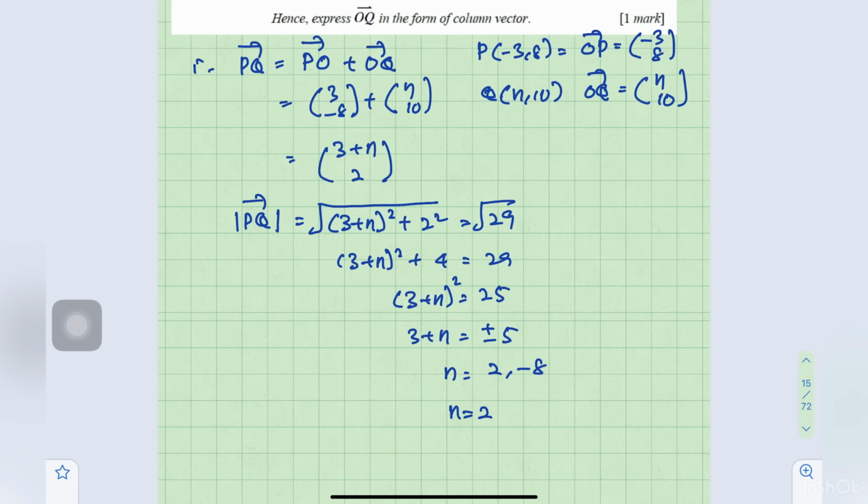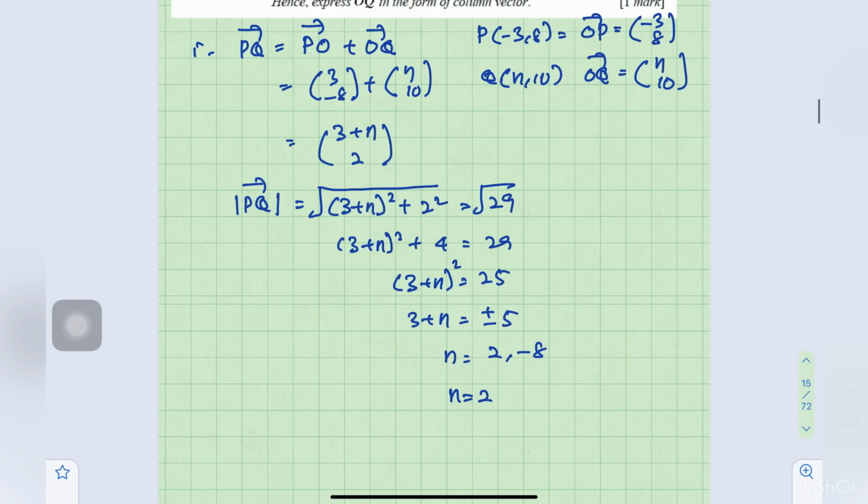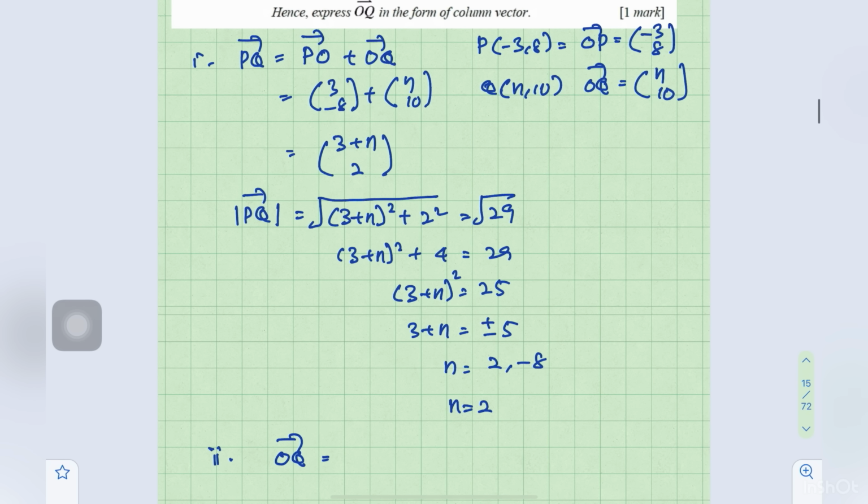Okay, so the next question: hence, express OQ in the form of a column vector. Just now we already did it in column vector, right? So they want OQ. Okay, just now this is our column vector. So, 2, 10.